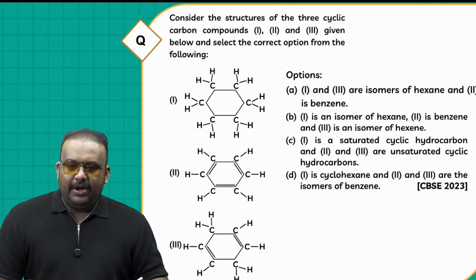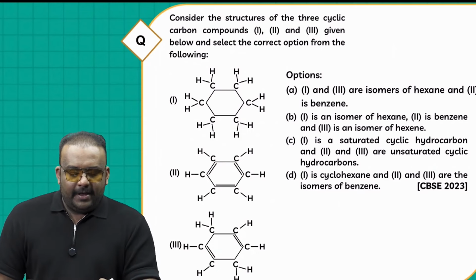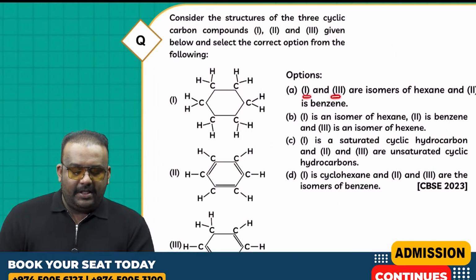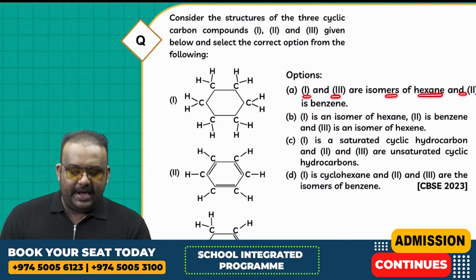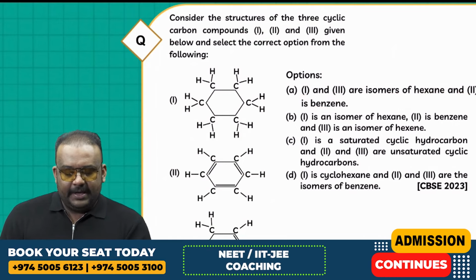Now let's read the options. The first option says 1 and 3 are isomers of hexane and 2 is benzene. See, 1 is cyclohexane.